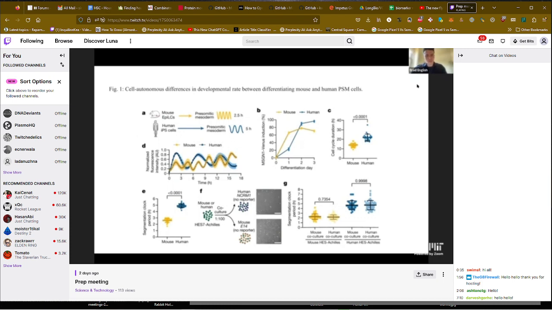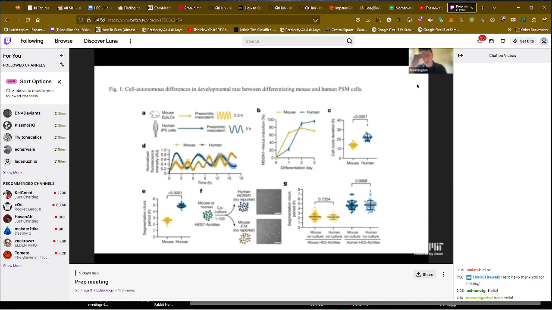Again, as Olivia mentioned, this is the rate at which these segments, somites, appear one after the other. Notably also, the amount of this marker for an actually differentiating cell, shown in figure 1B, is higher in mice early on, and then higher in humans later on. But one of the things in figure 1C you'll see is cell cycle duration is actually slower in mice.